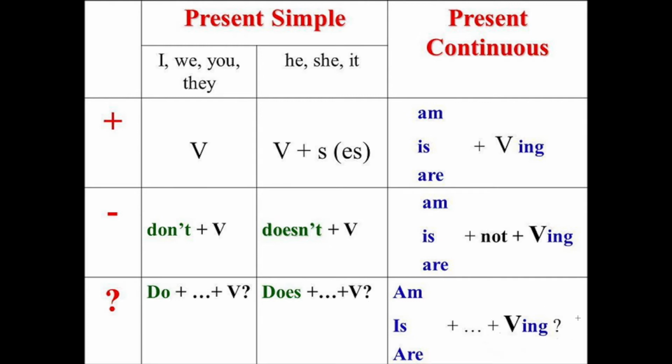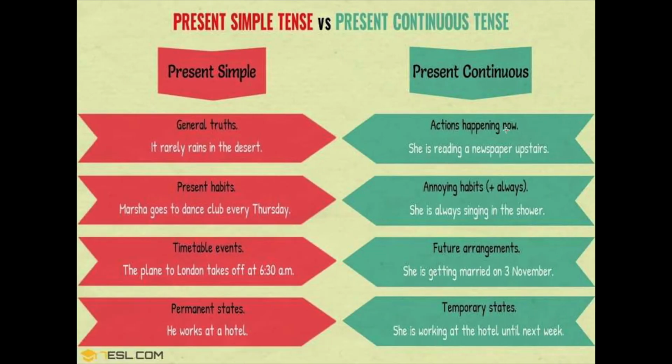Here we have examples related to present simple and present continuous tense. We have general truth, present habits, timetable events, and permanent states. As you can see, it rarely rains in the desert. For present habits, Marsha goes to dance club every Thursday. Timetable event: the plane to London takes off at 6:30 a.m. And permanent states: he works at a hotel.